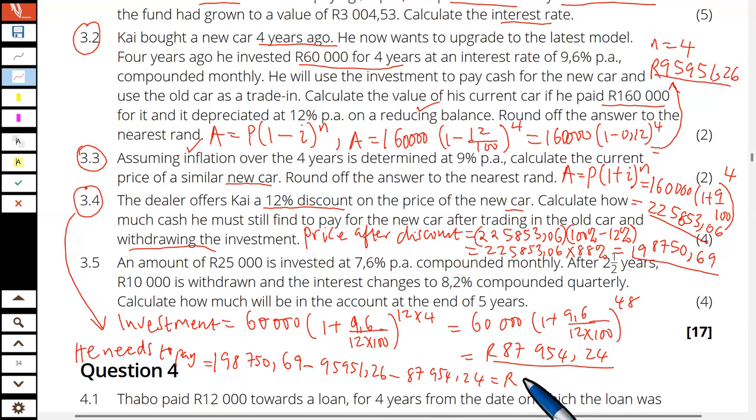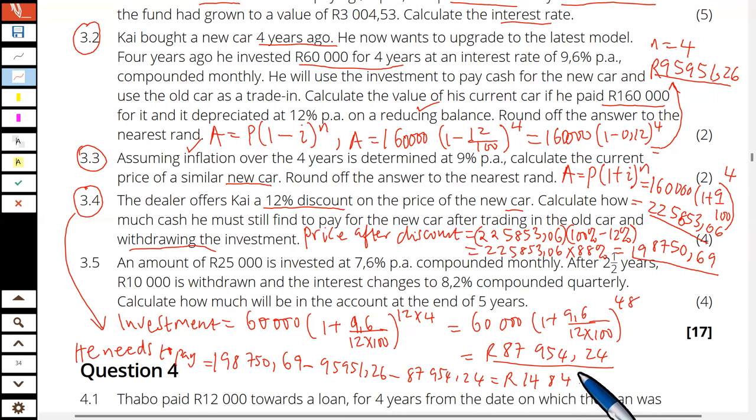So now we get the answer. Okay, we need to use a calculator. So you still need to pay 198,750.69 minus 95,951.26 minus 87,954.24. You still need to pay some amount of money. How much is it? You must pay 14,845.19. Thank you so much.